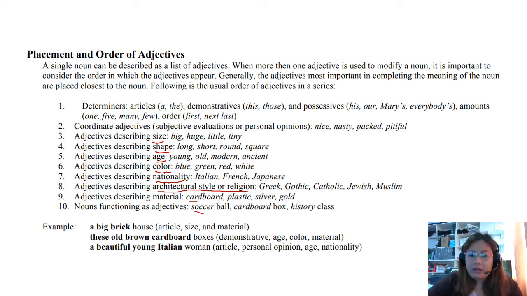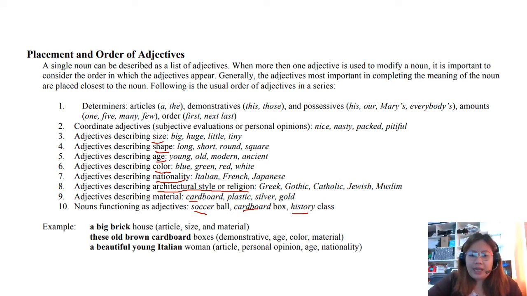So soccer ball like this, cardboard box, and the history class. So nouns functioning as adjectives are just nouns placed next to another noun. The noun that comes before the other noun is actually an adjective and not actually a noun. You'll get that if you analyze the sentence as you should. And so these are examples.